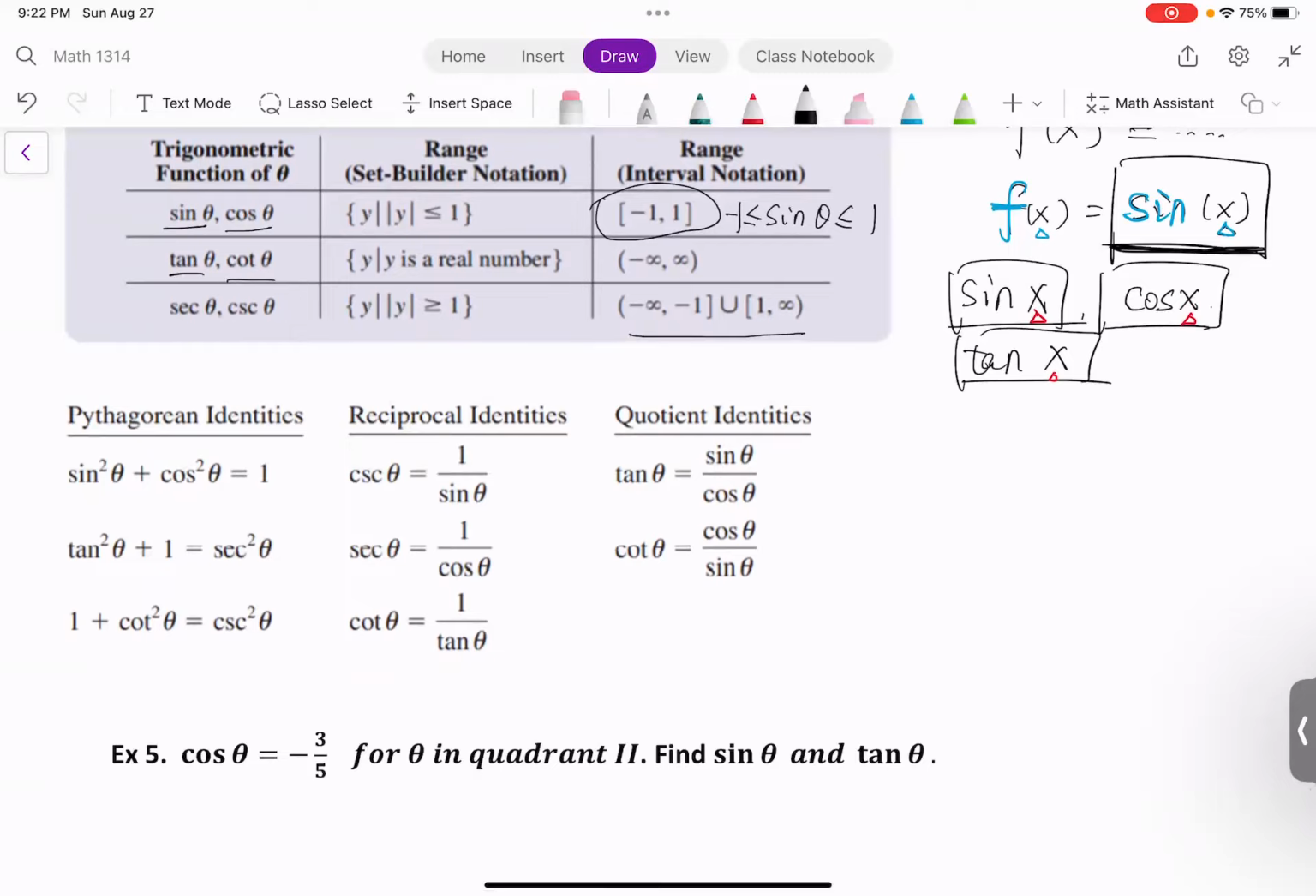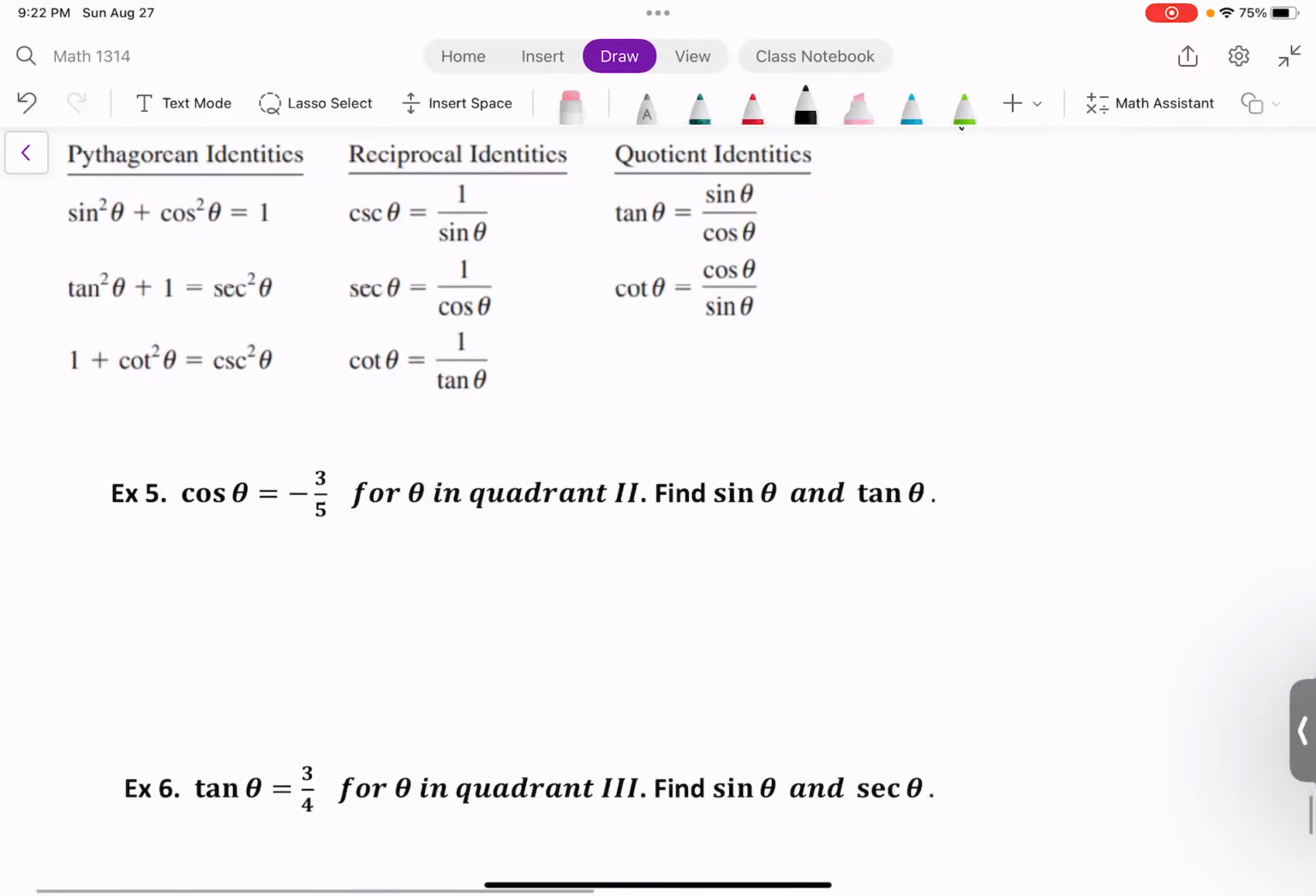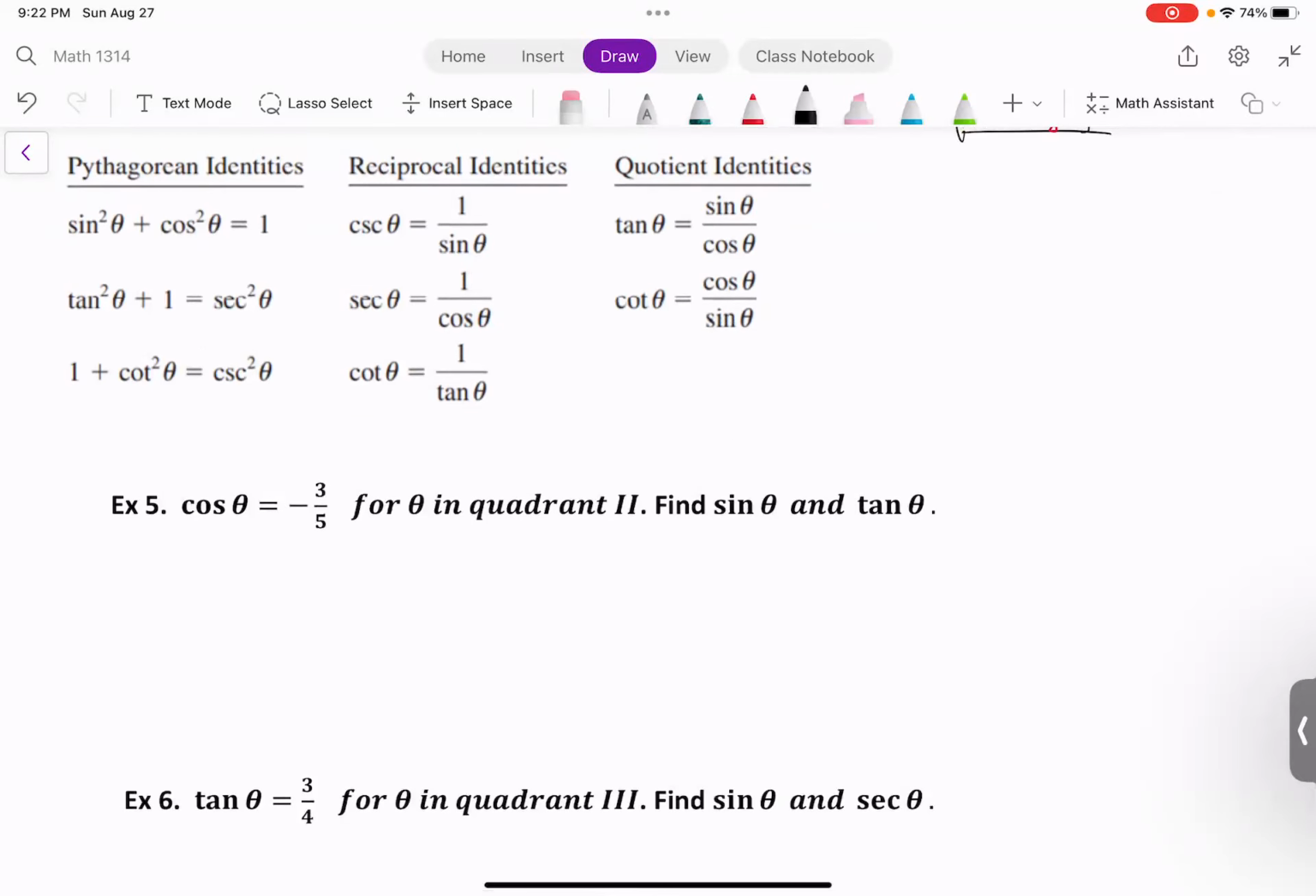All right, let's see some identities. The Pythagorean identities. The first one: sine theta squared plus cosine theta squared equals 1. And tangent theta squared plus 1 equals secant theta squared. The last Pythagorean identity is 1 plus cotangent theta squared equals cosecant theta squared.